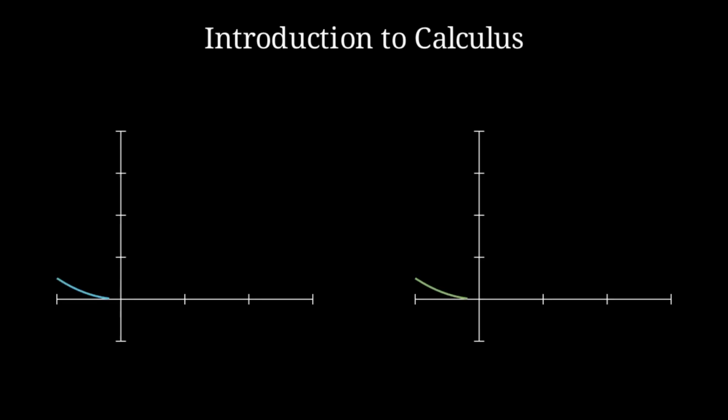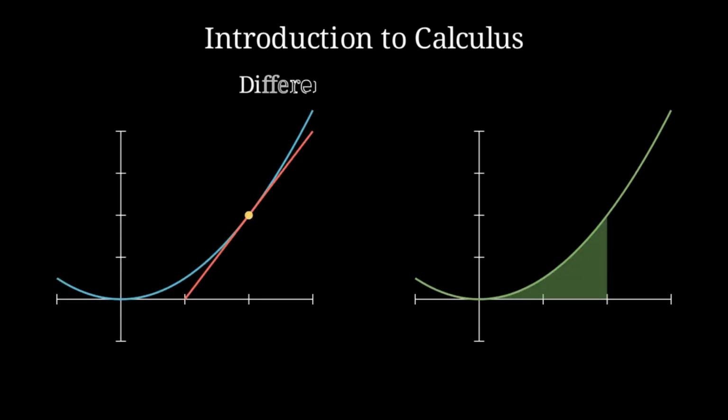For centuries, mathematics treated the slope of a curve and the area beneath it as two entirely separate problems. One focuses on instantaneous change, while the other focuses on accumulation. Today, we explore the bridge between these two worlds, the fundamental theorem of calculus, which reveals that differentiation and integration are inverse operations. Why does this matter?